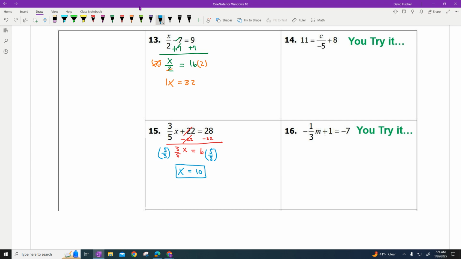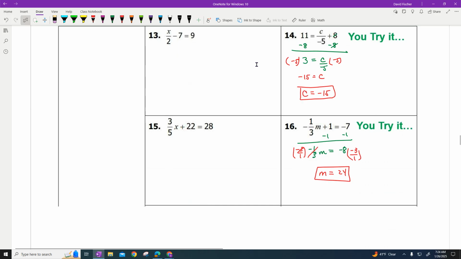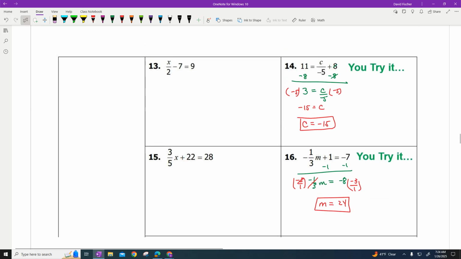Try these 2 real quick. And then pause your video and let's see how you did. Just 2 steps to get that letter by itself. Pause your video. Alright, let's see how you did. Hopefully I did it right. Sometimes I make a mistake. I want to check here.